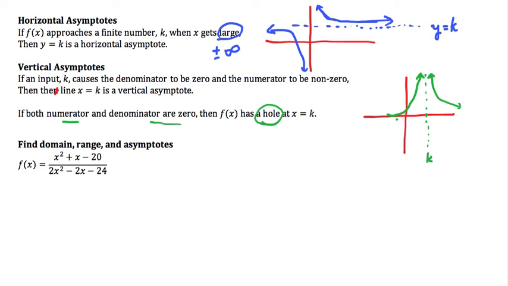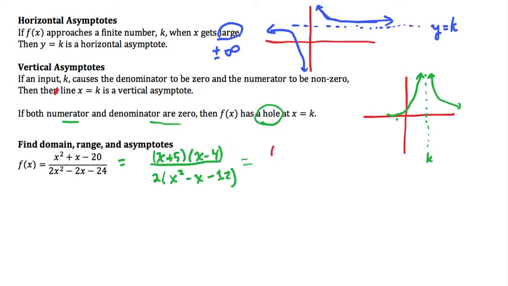So let's find the domain and range. The first thing I'm going to do is factor this. These are some quadratics, so I can factor the top. This is going to factor into x plus 5 multiplied by x minus 4. In the denominator, I can take out a 2. So this will be 2 times x squared minus x minus 12.